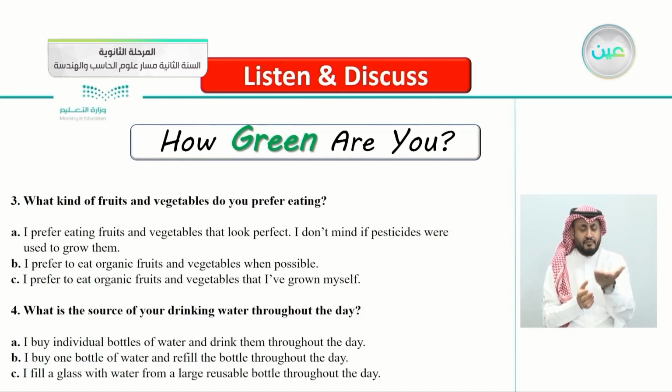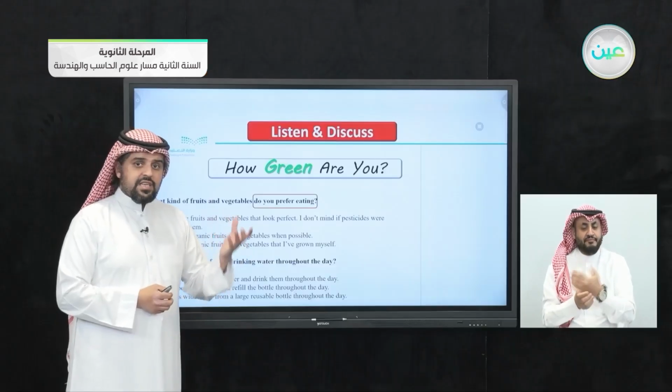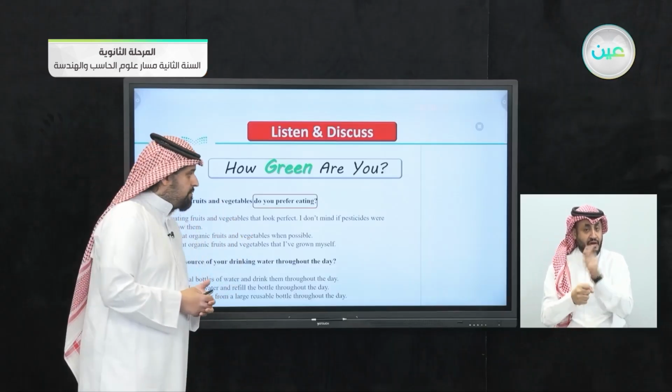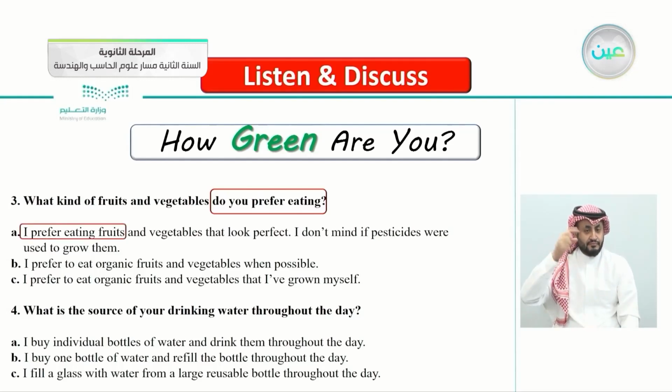So let's check the answer here together. What kind of fruits and vegetables do you prefer eating? So the verb here is prefer. What comes after prefer, the ing form, is a gerund. It's a noun. It's not a verb. Also here, I prefer eating fruits. It's the same thing, the same verb actually. Prefer and prefer. Also eating and eating.